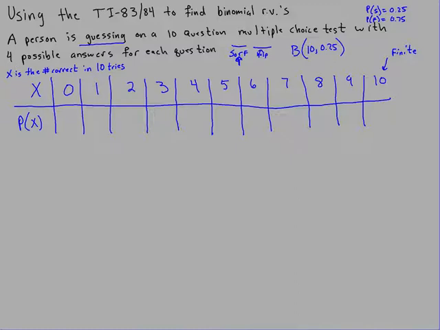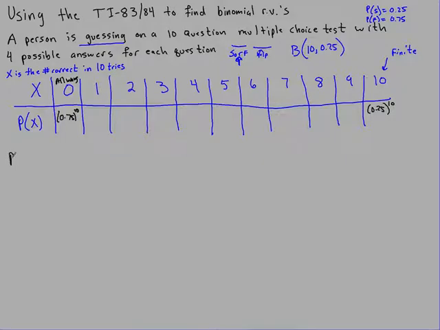Okay, so let's look at this first one. For the first one we don't need a calculator, because this means that they were all wrong. So what's the probability they're all wrong? All 10 of them were wrong, so that's 0.75 to the 10th. We don't need a calculator for this one. This is the probability that x equals 10, and that means they're all right. So you have 0.25 to the 10th.